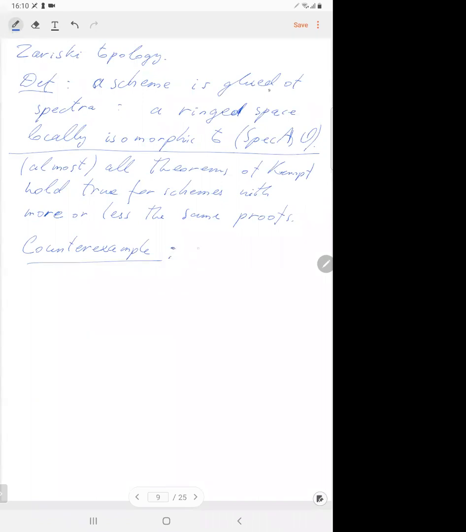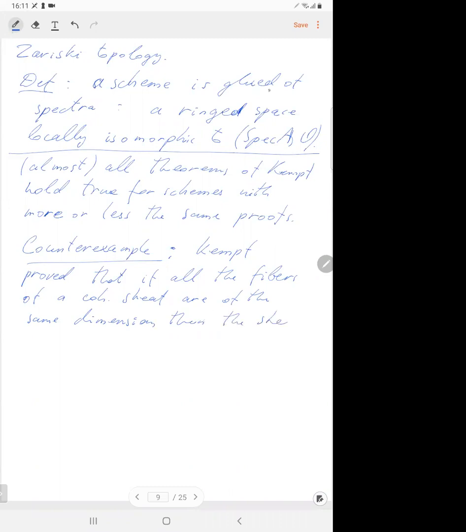So we proved, Kemp proved, that if all the fibers of a coherent sheaf are of the same dimension, then the sheaf is locally free.